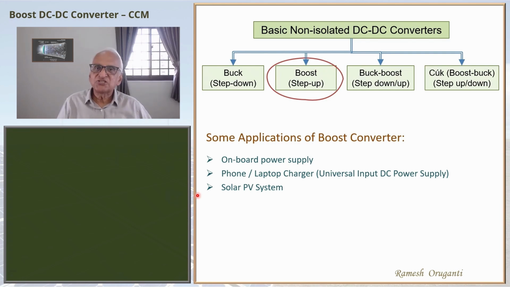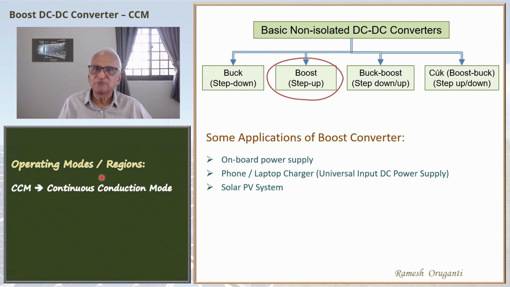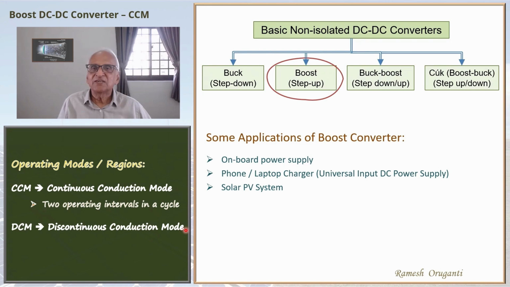Boost converter, as we mentioned earlier, has two modes of operation. One, continuous conduction mode of operation, CCM in short. Here, during one switching period, the converter undergoes two intervals of operation. The second mode or region of operation of a boost converter is discontinuous conduction mode or DCM. Here, the converter undergoes three intervals of operation in a switching cycle. The performance of the converter, as we would expect, is quite different in these two modes of operation, and a designer should understand both these regions of operation.